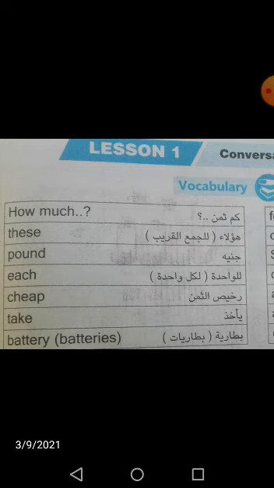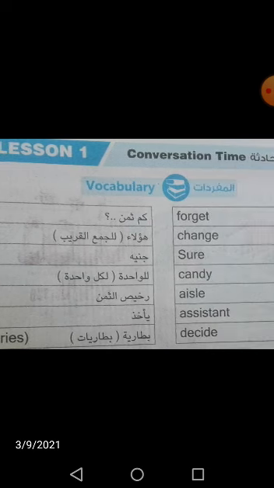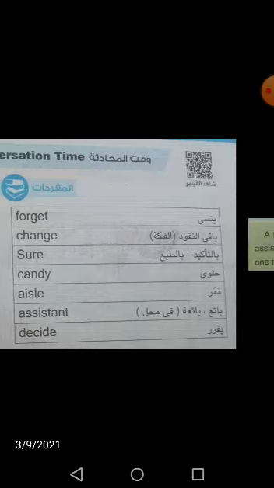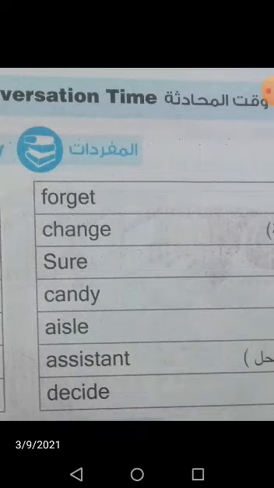Take, battery, batteries. Again, battery, meaning the battery. This is singular. What about batteries? More than one, this is plural. Battery, batteries. Forget, meaning to forget. The opposite of forget is remember. Excellent. Forget, remember. One more time, grade 4. Change, meaning to change. It's okay. Change. Sure.